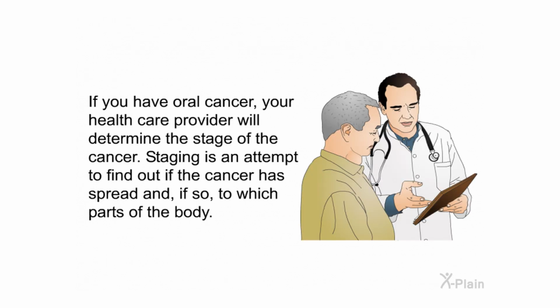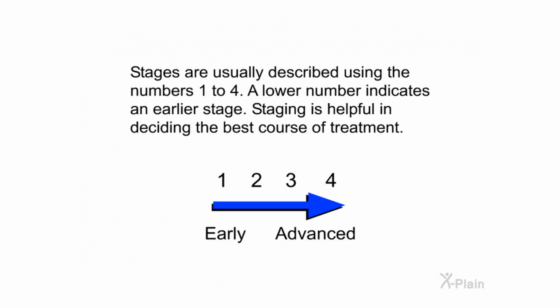Staging. If you have oral cancer, your healthcare provider will determine the stage of the cancer. Staging is an attempt to find out if the cancer has spread, and, if so, to which parts of the body. Stages are usually described using the numbers 1 to 4. A lower number indicates an earlier stage. Staging is helpful in deciding the best course of treatment.